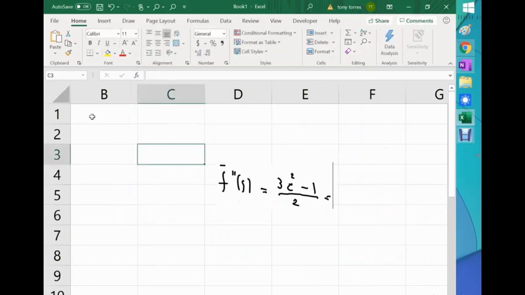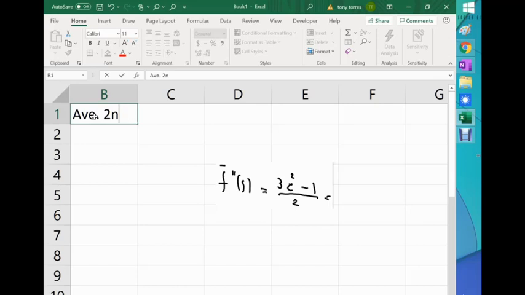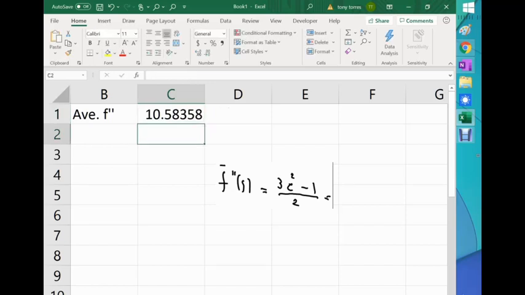So let's say that the average of the second derivative, I can put that here. The average of f double prime equals, and let's do the calculation here, 3e squared, so that is 3 times e to the exponent of 2, all that minus 1, and let's put a parenthesis here, another, close those parentheses, and all that divided by 2, and that's the value.